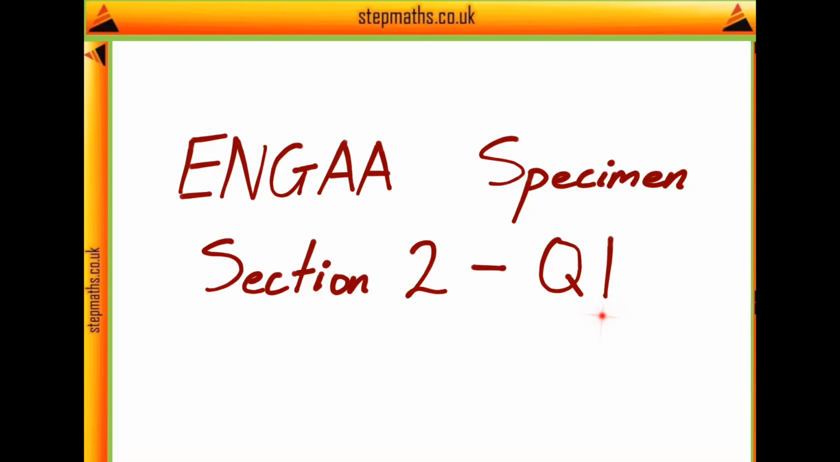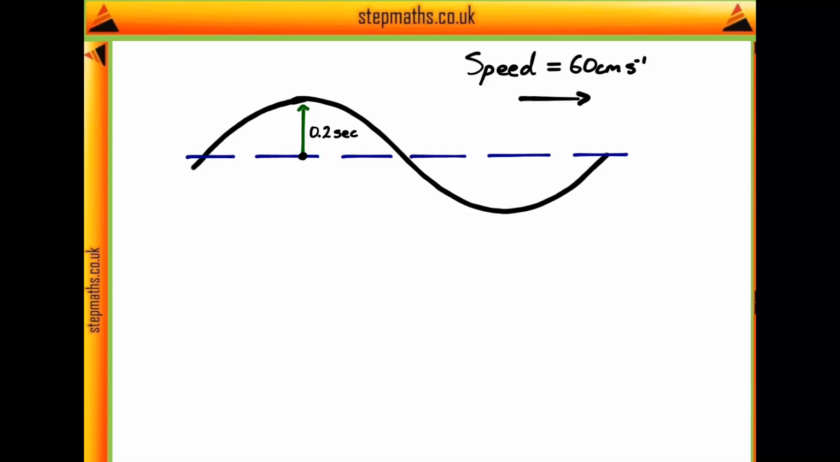Here we're going to look at question 1 from section 2 of the ENGAA specimen paper. In this question we're given the following wave, which is a single frequency and a speed of 60 centimeters per second. We're told that for every single particle along a point on the wave, it takes 0.2 seconds to move from the equilibrium position to the next maxima or minima position.